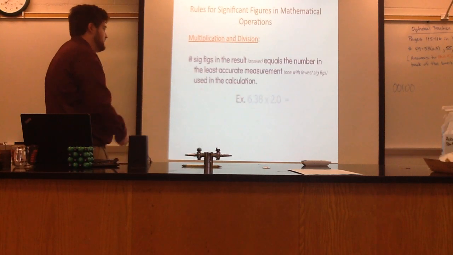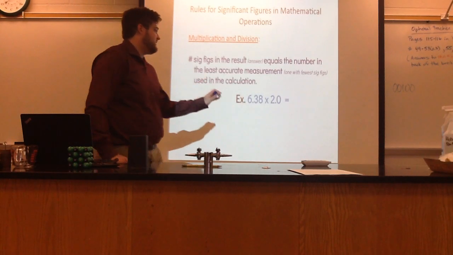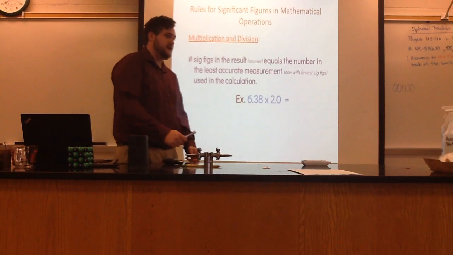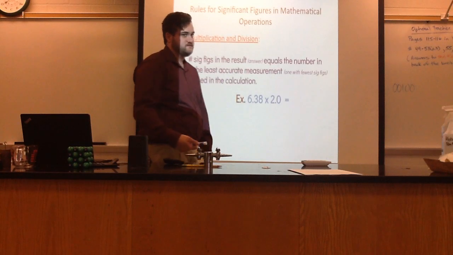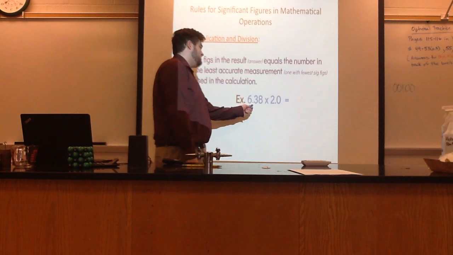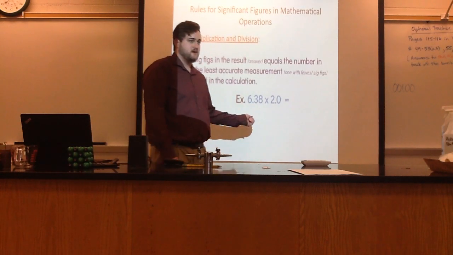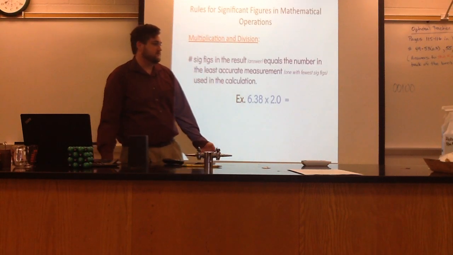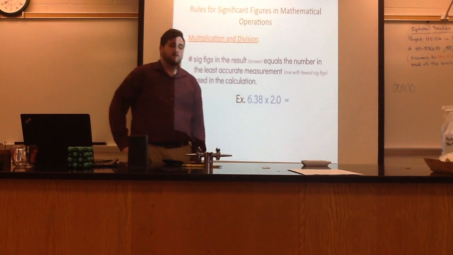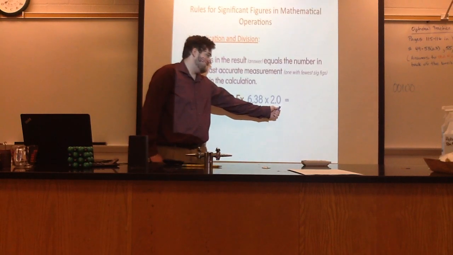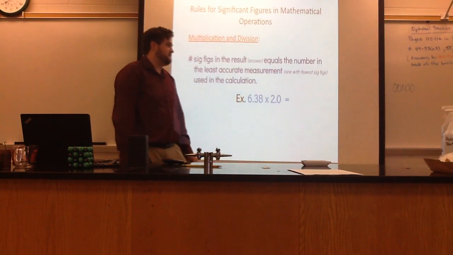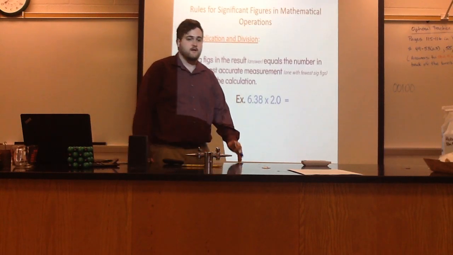So, for example, 6.38 times 2.0. When we take these types of problems, we want to look at how many significant figures there are in each number first. 6.38 has 3 significant figures, 3 non-zero integers. 2.0 is going to be 2 significant figures because we have 1 non-zero integer and another trailing 0 with a decimal place. And the decimal place means that that 0 is there for accuracy and not as a placeholder.